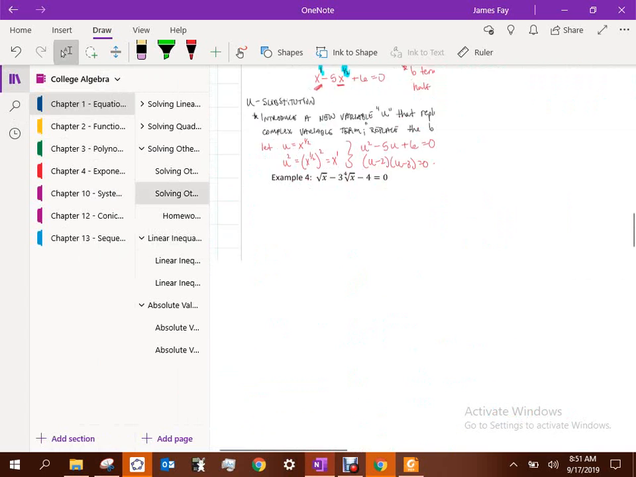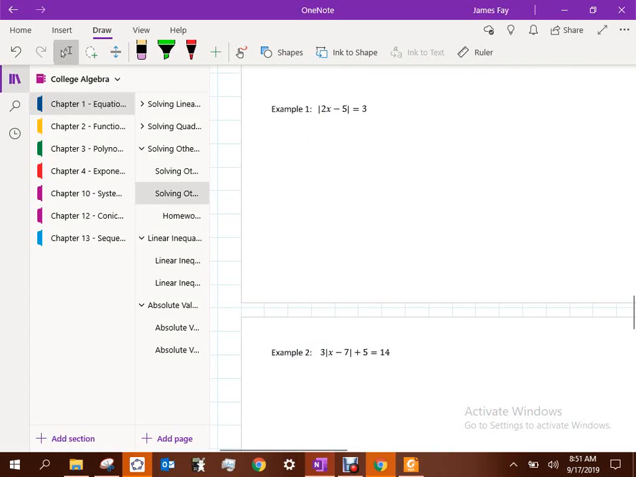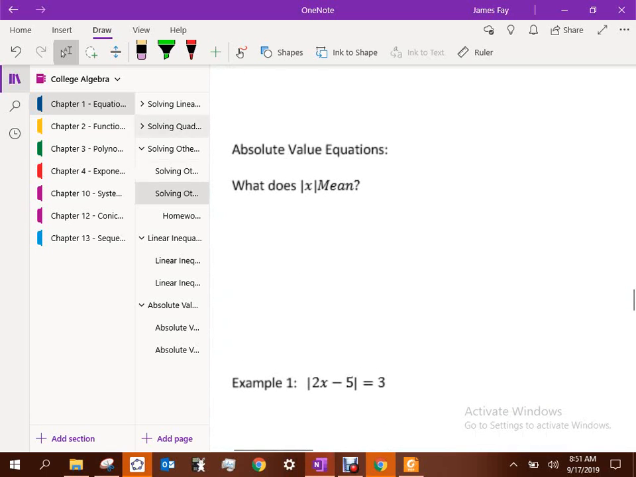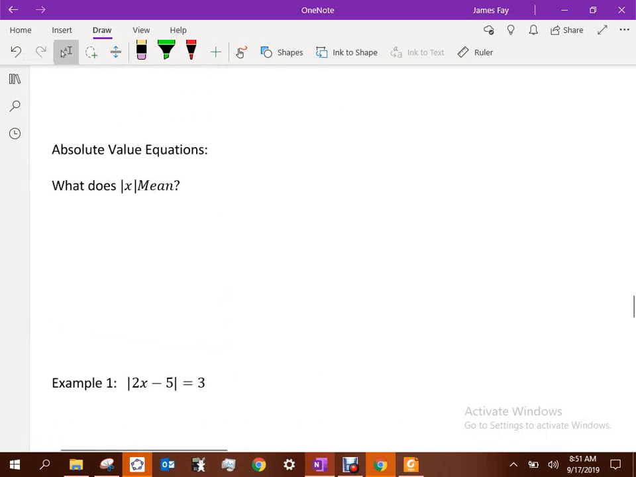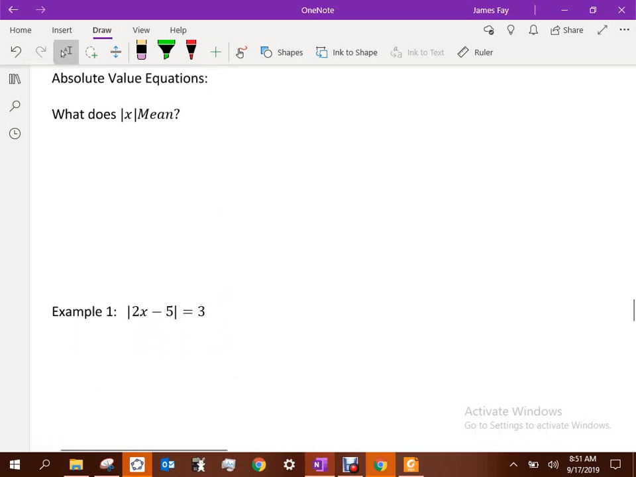Let's come to these last few equations inside these notes, just talking about absolute value equations. The next couple of days, what I want to talk about are absolute value equations, absolute value inequalities, and then linear inequalities. And actually, we're going to talk about absolute value equations first, then we'll talk about linear inequalities, and then we'll talk about absolute value inequalities.